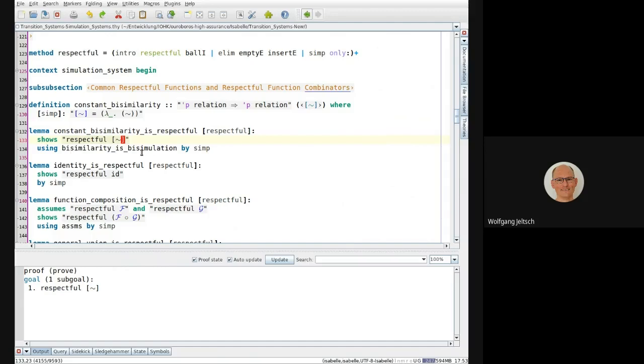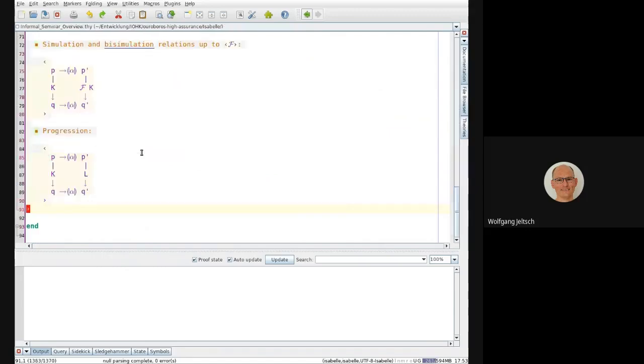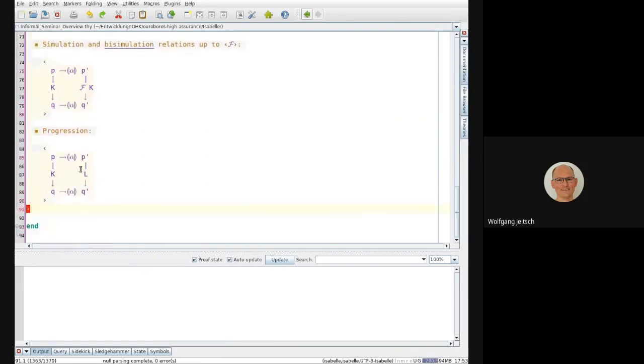So this is how we do that. But of course, considering this constant equality case a specific thing is maybe a bit instructive. The fact that this is respectful and therefore sound for up-to proofs says that if we show that K is a bisimulation up to constant equality, it means that K progresses to f of K, like here.